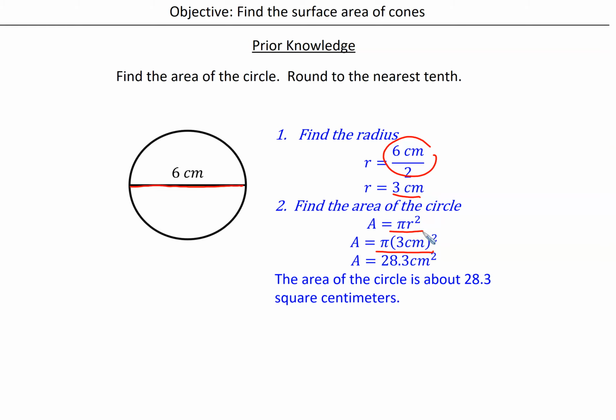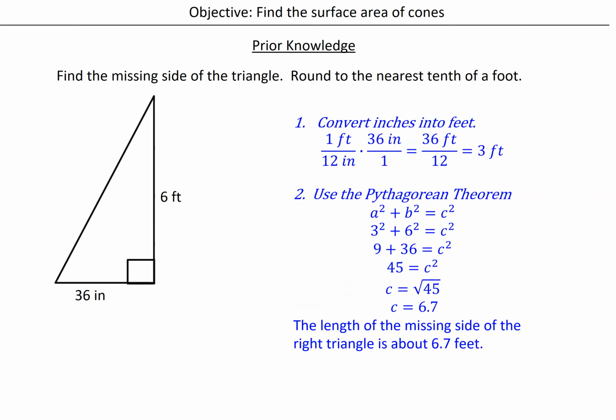Another piece of prior knowledge that we need for these problems many times is our Pythagorean theorem. And you might be wondering how right triangles are connected to cones, and we are going to talk about that, but we do have some situations in which we have right triangles and have to use our Pythagorean theorem. So Pythagorean theorem, remember that the side opposite our right angle is our hypotenuse, which we refer to as c, and the other two sides are our legs, a and b.